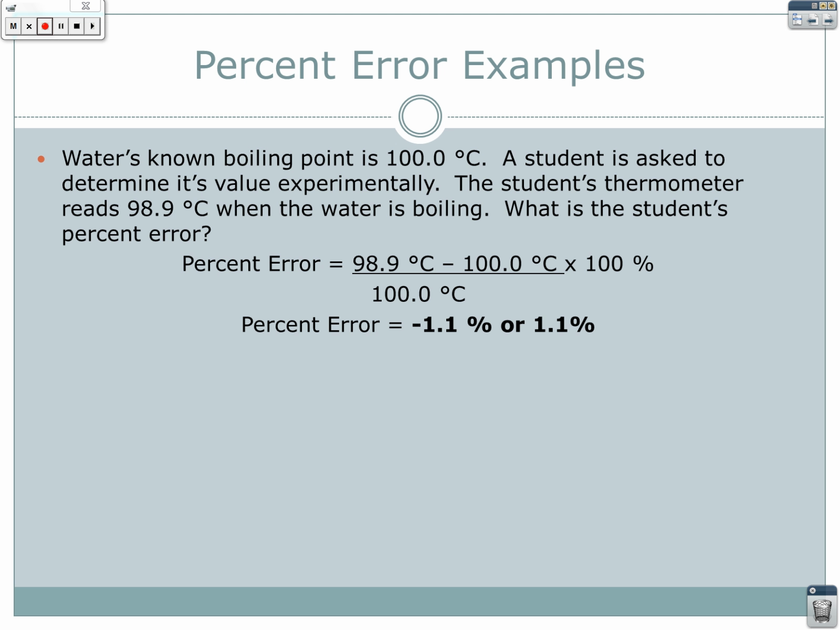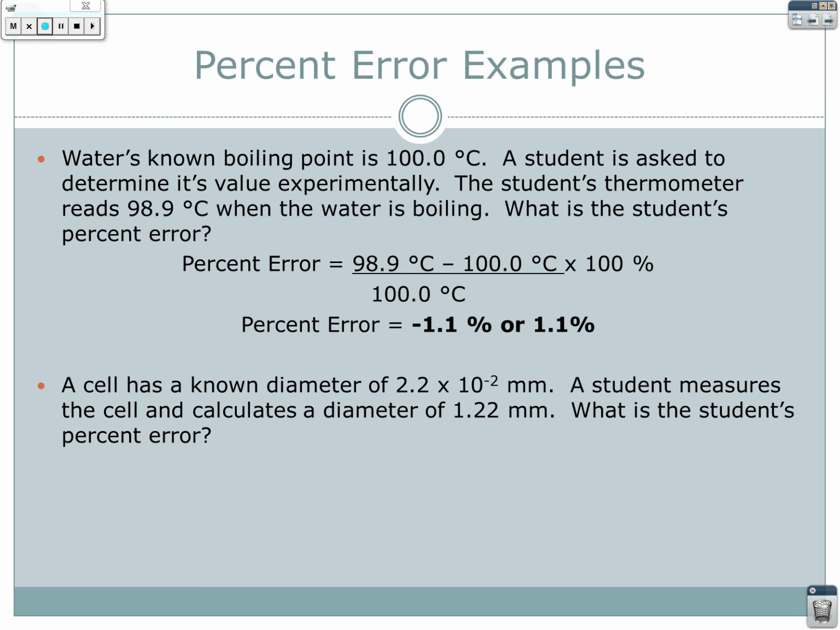Oftentimes, percent errors should be written without signage, so no negative or positive, because it's technically an absolute value. But sometimes it's good to note the negative so that you can understand whether they were under the known value or over the known value. I will accept either.